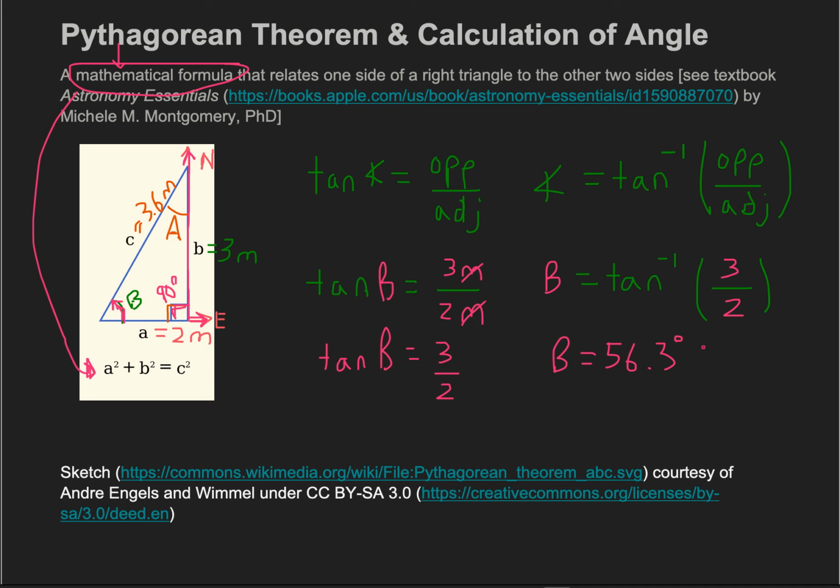So I would say 56.3 degrees, that is north of east. So you start at east, and then you go in the northward direction 56.3 degrees. You can't say northeast because northeast is exactly 45 degrees. Since we don't have 45 degrees, we can't say northeast. We have to say north of east. So that's my angle. B is 56.3 degrees north of east.